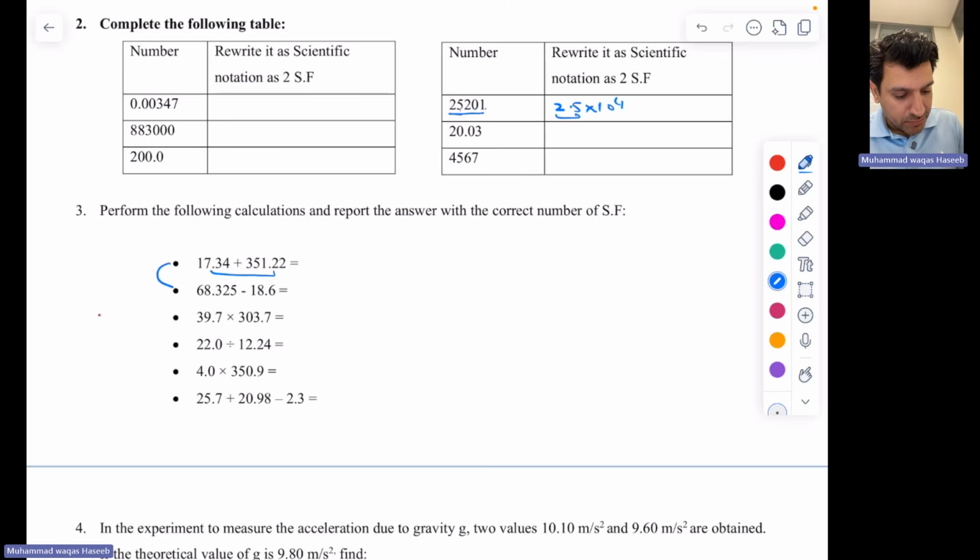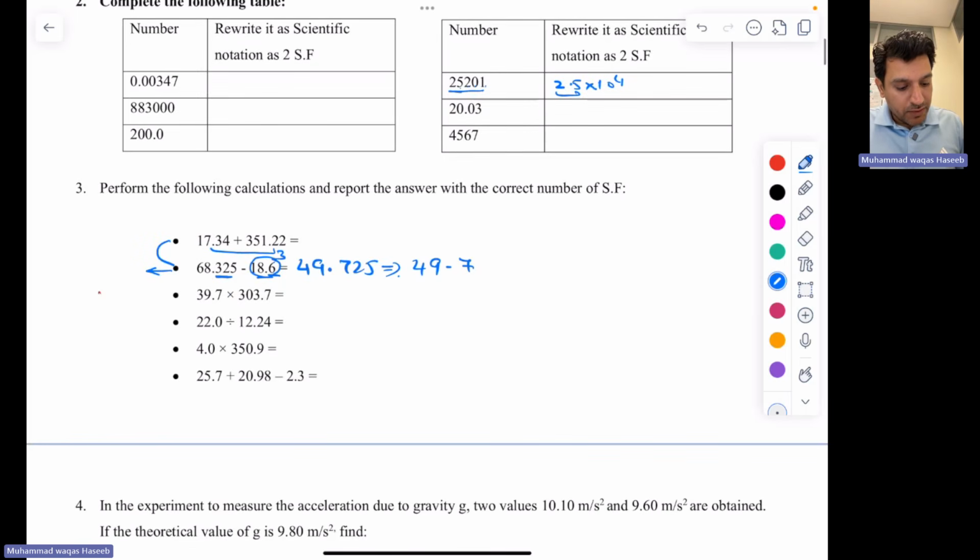The rules for addition and subtraction are the same. You need to select the number that has the fewest decimal places. In this example, one number has 3 numbers after the decimal point, and this number has only one decimal place. So we select that number as a reference, and our answer should be expressed in terms of its significant figures. Let's solve it. For example, 68.325 minus 18.6. The answer is 49.725. So we can express it as 49.7.